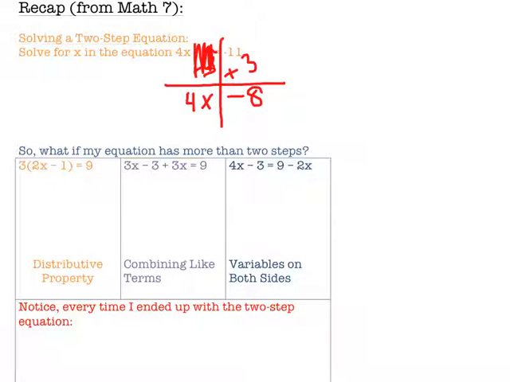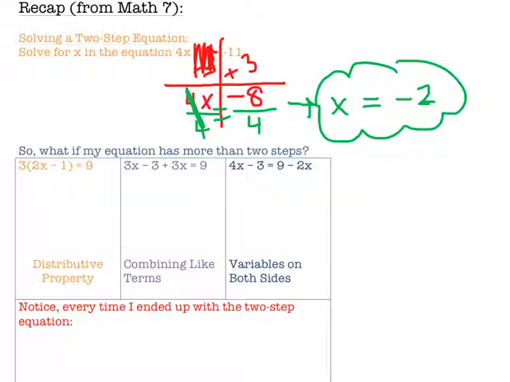Now I should be thinking the opposite of times 4 is divided by 4. So in order to finish isolating the variable, getting x by itself, I want to divide by 4. And whatever I do to the left, I have to do to the right. 4 divided by 4 is 1. So I'm left with 1x, or just x. And negative 8 divided by 4 is negative 2. So that's a review of two-step equations.